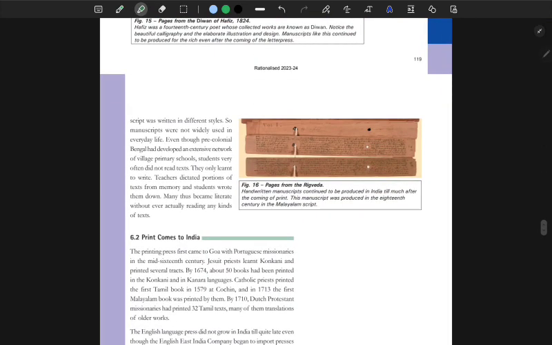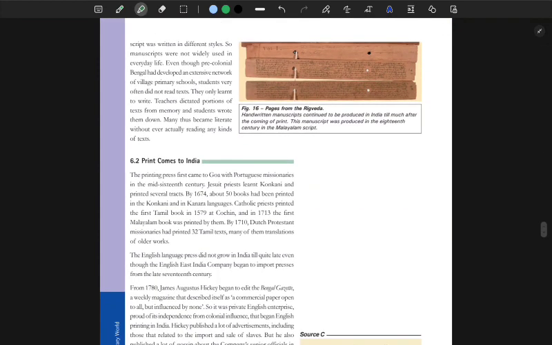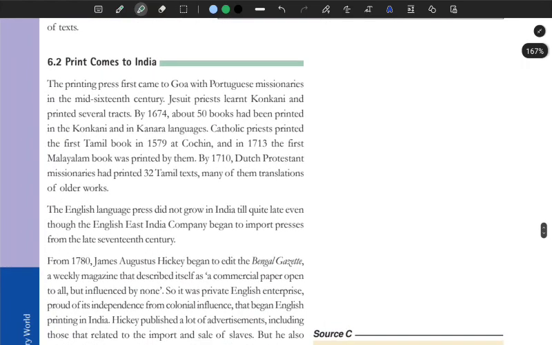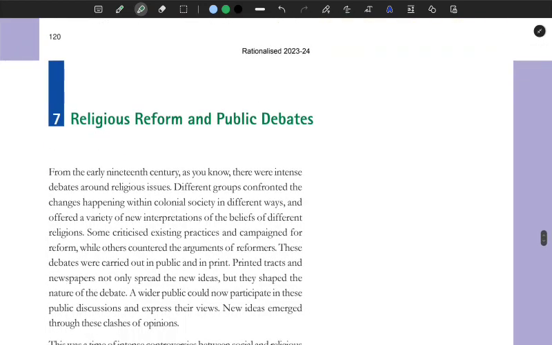And when did print come to India, you may ask? That is by the Portuguese to Goa. Portuguese brought print to Goa. Books printed by Jesuit priests in vernacular language, मतलब Konkani or Kannada, that were printed. Okay, Jesuits, vernacular languages में, ठीक है? चलो.